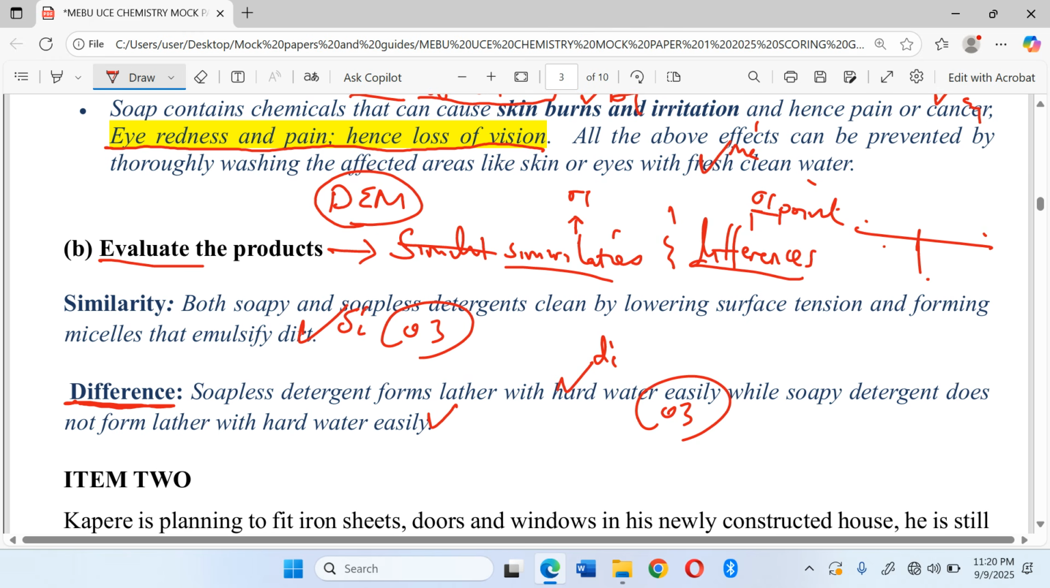So that is the difference which has been identified, and you get all your 3 scores, which means at the end we shall have marked our paper out of 18. Hope you have been seeing how we are scoring all the scores, and now you know how we can score and also how you can maximize all your scores in item number 1.